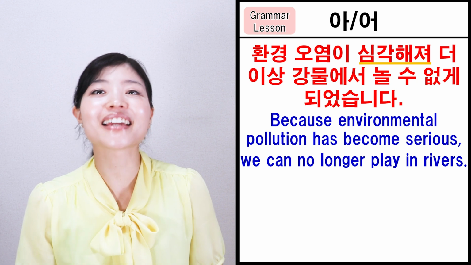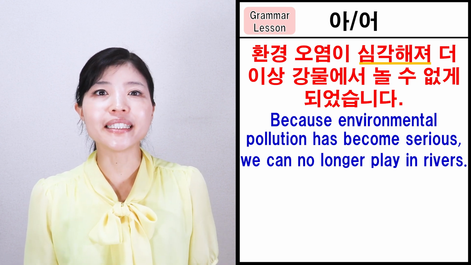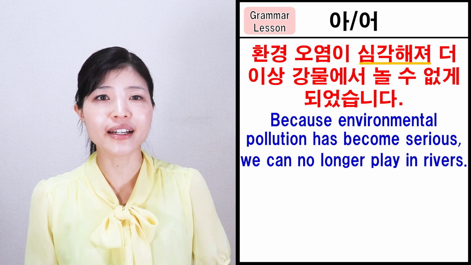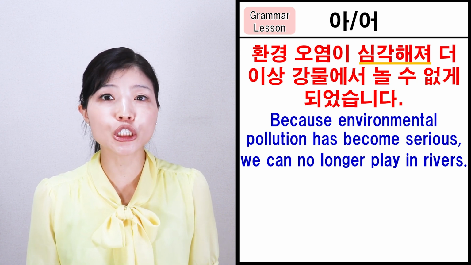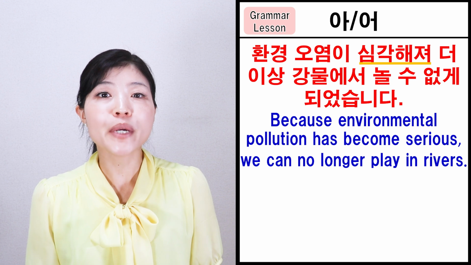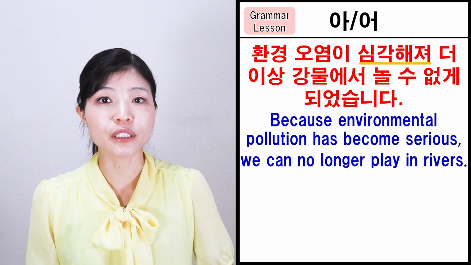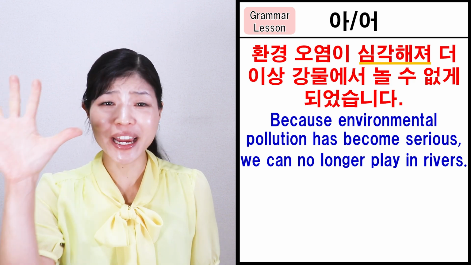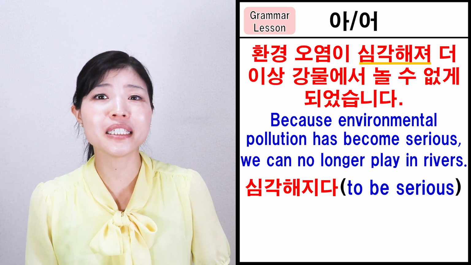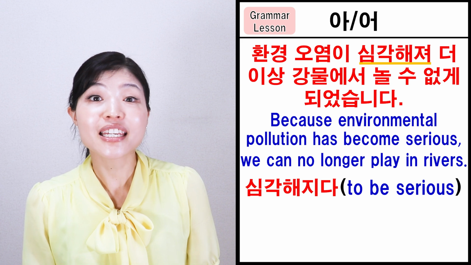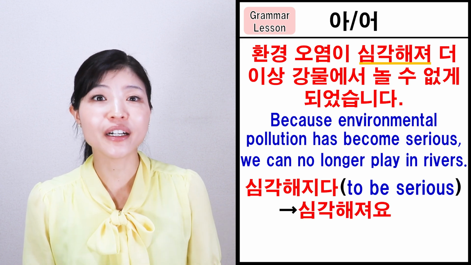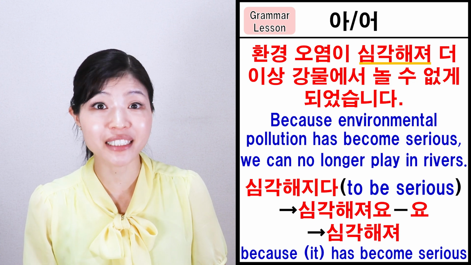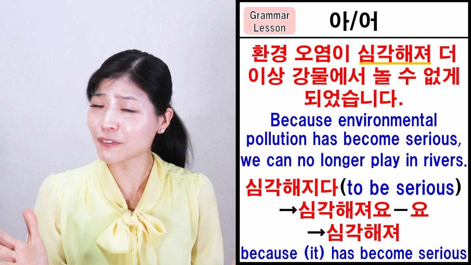Let's read another one like a news anchor. 환경오염이 심각해져 더 이상 강물에서 놀 수 없게 되었습니다. Because environmental pollution has become serious, we can no longer play in rivers. Oh no, this is a very sad sentence. Anyway, here, 심각해지다 means to become serious. The 요 form is 심각해져요. You omit 요 to make 심각해져 because it has become serious. Can you feel the formal atmosphere?